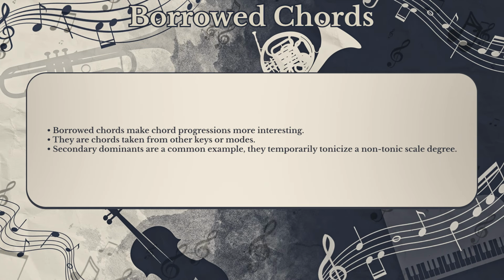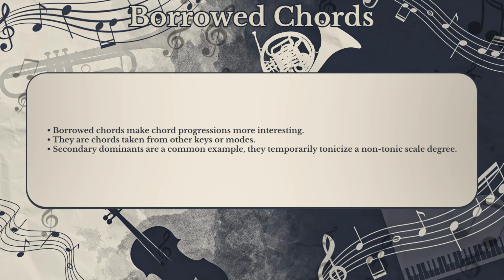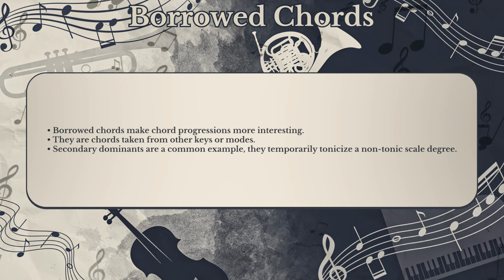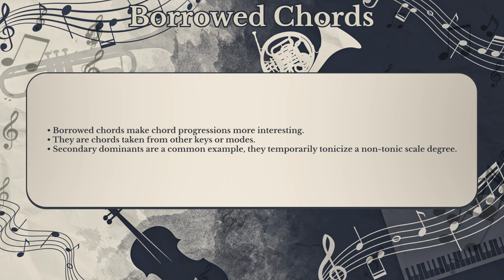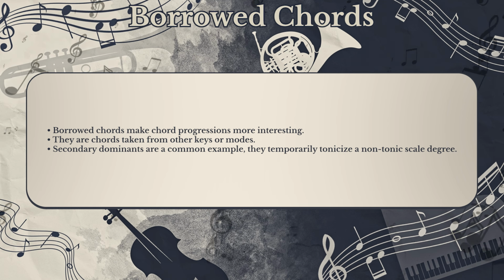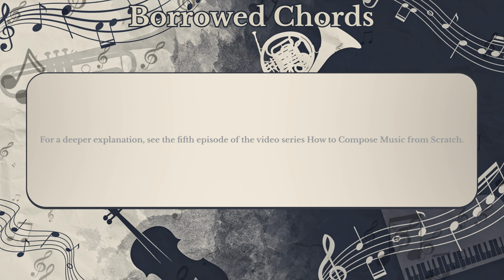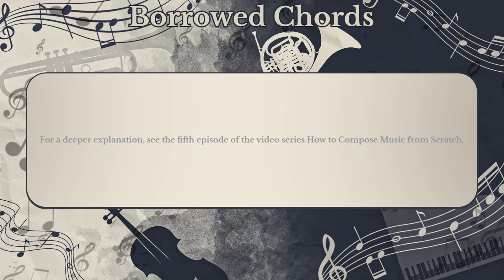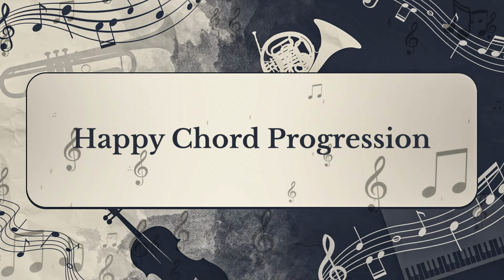We can make our chord progression more interesting by using borrowed chords. Borrowed chords are simply chords we borrow from other keys or modes. For example, secondary dominants are chords that temporarily tonicize a scale degree which is not the tonic of our home key. If you want to know more about this topic, check out my video lesson series How to Compose Music from Scratch. It's in the 5th episode.